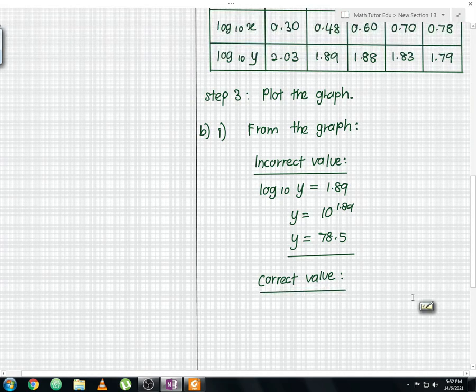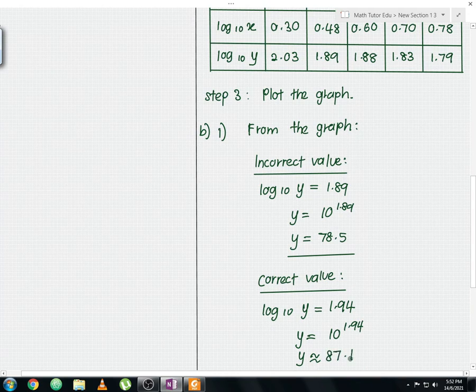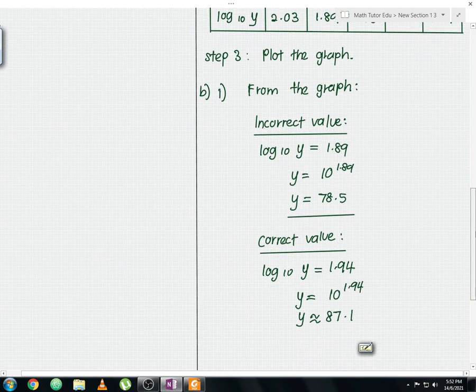Okay, so the correct value that we obtain from the graph is log 10y is equals to 1.94. When you calculate this, you perform the anti-log. So y is equals to 10 to the power of 1.94. You calculate this, you should get your y approximately 87.1. So this should be your answer, guys.